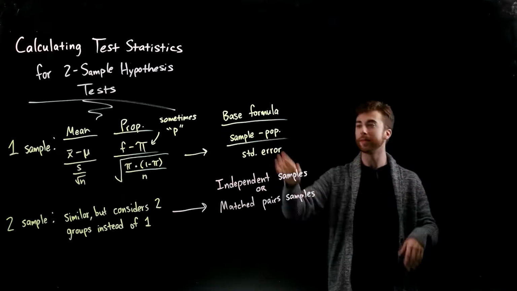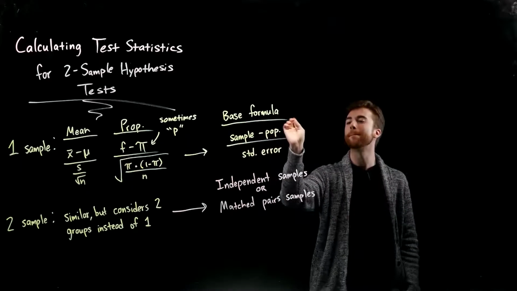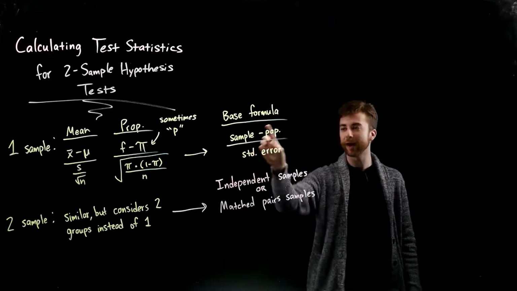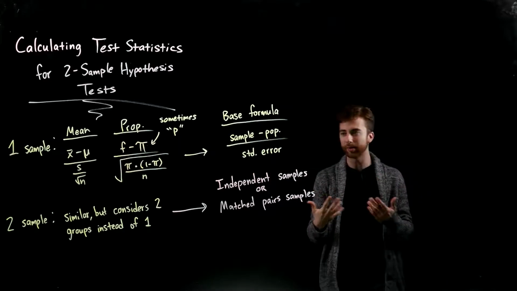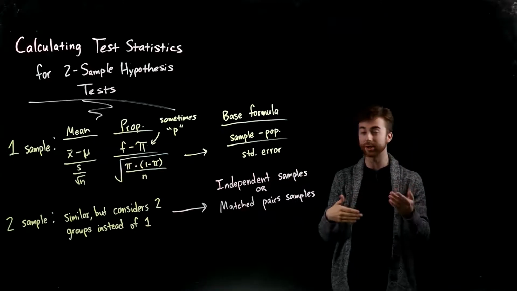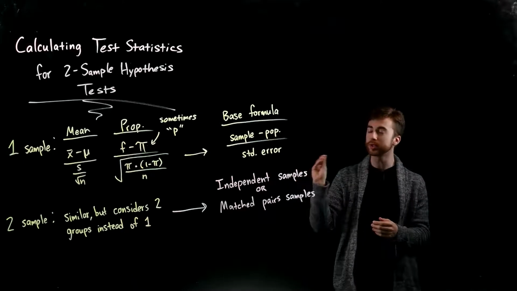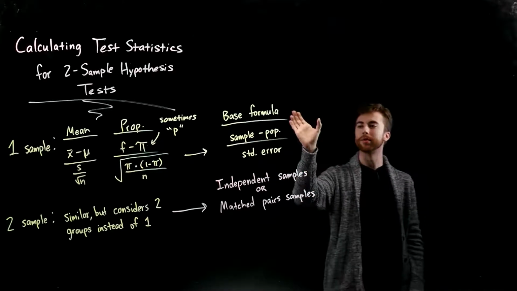So overall, the base formula for the one sample test statistics was your sample information minus your population information divided by your standard error. Just how you got that standard error was a little bit different based on the type of problem you had, and the sample and population information would be a little bit different as well based on the information you're provided. So for a two-sample test statistic, hold on to this base formula.